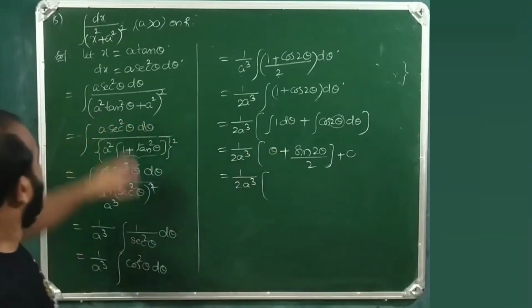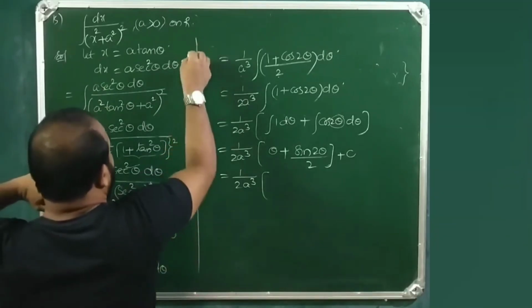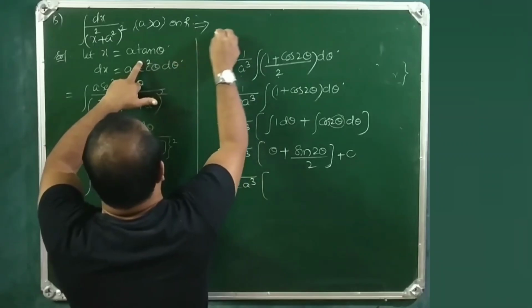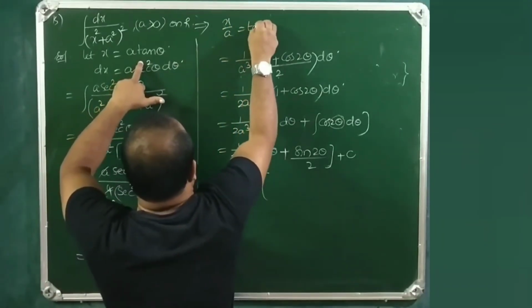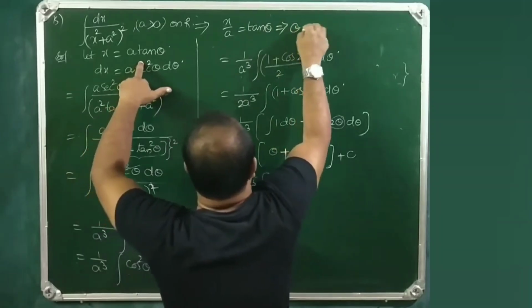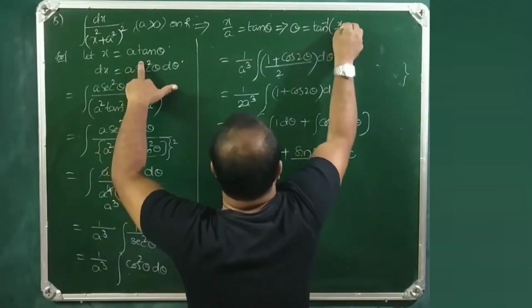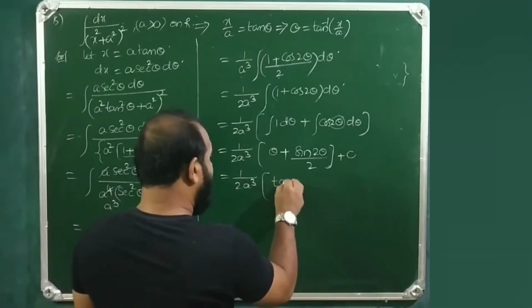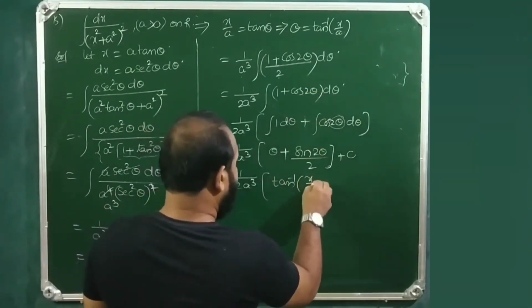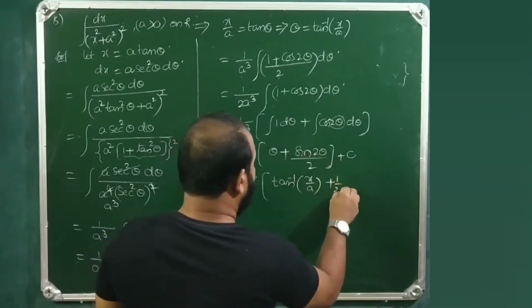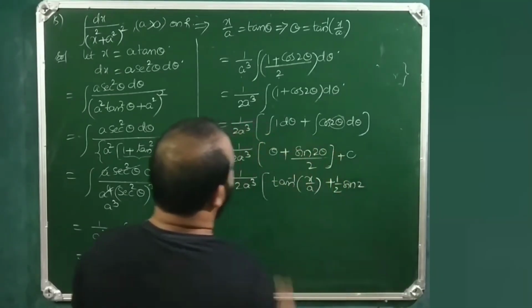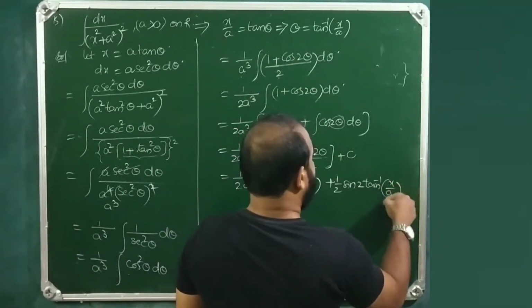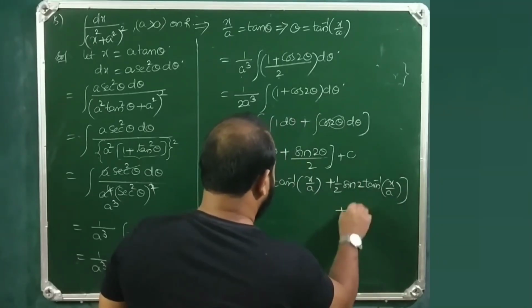So here x is equal to a tan theta. From this, x by a is equal to tan theta. Further, theta is equal to tan inverse x by a, by inverse trigonometric functions. So theta here is tan inverse x by a, plus 1 by 2 into sin 2 into theta, where theta is tan inverse x by a, plus constant of integration c.